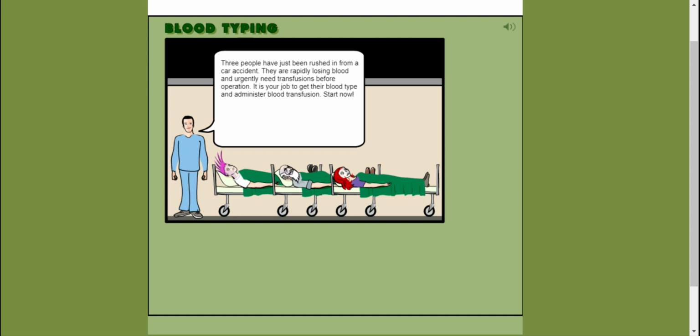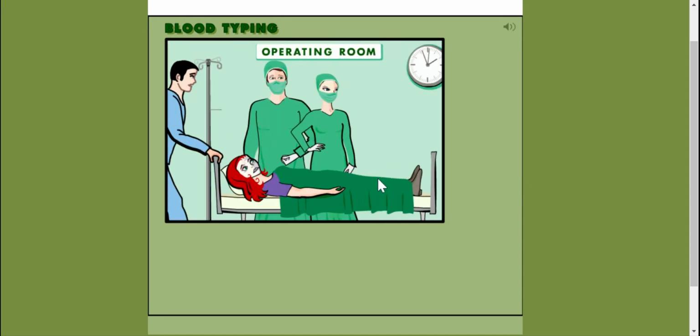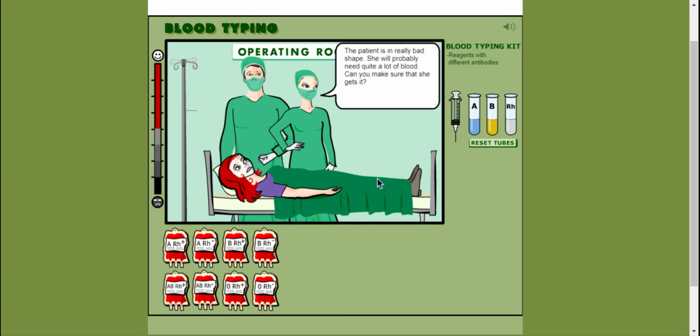Hi. Okay. Today, what we're going to do is look at this blood typing simulation to get a little bit more familiar with how blood typing and transfusions work. So we're going to pick a patient. We're going to start with this one. And apparently all three of these patients have come into the hospital in a terrible car accident.